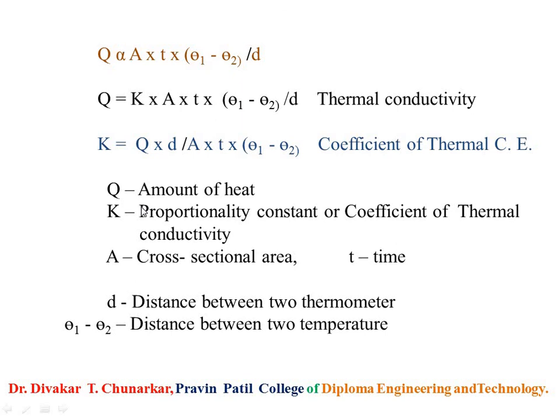Here Q is the amount of heat, K is the proportionality constant or coefficient of thermal conductivity, A is the cross-sectional area, D is the distance between two temperatures, and theta 1 minus theta 2 is the difference between two temperatures.